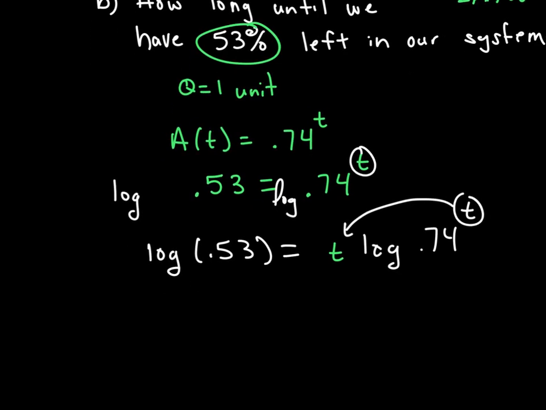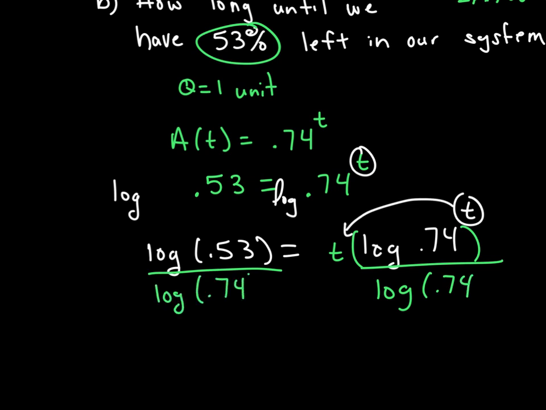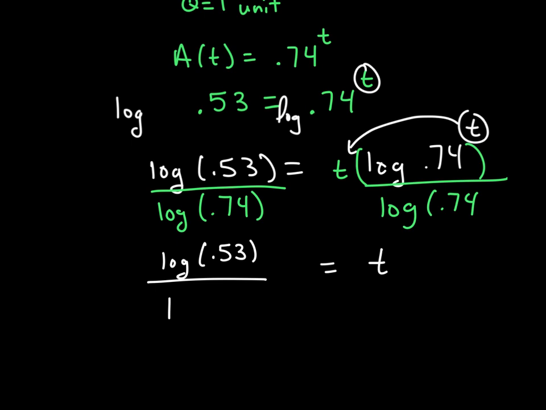Now I can go through and divide both sides to solve for T. Again, I want to get T all by itself. So I divide both sides by the log of 0.47, and I am left with T equal to the log of 0.53 divided by the log of 0.47. You must do both of these in the calculator.